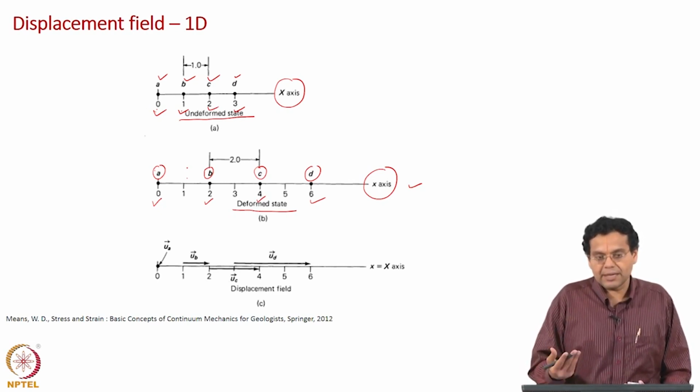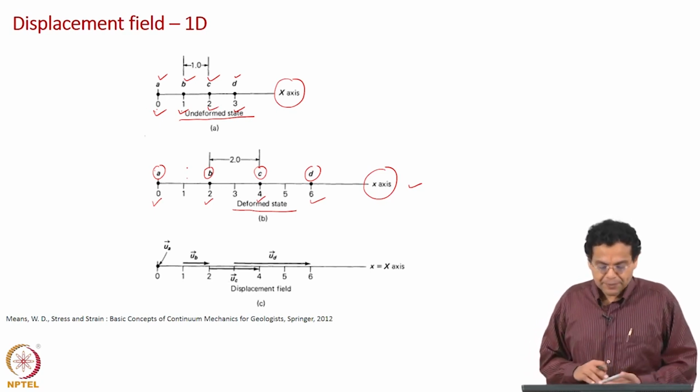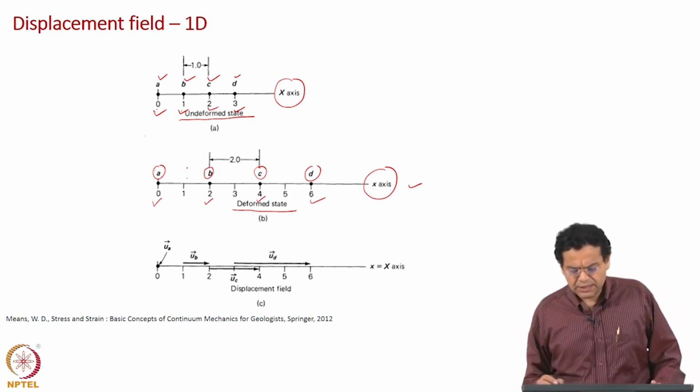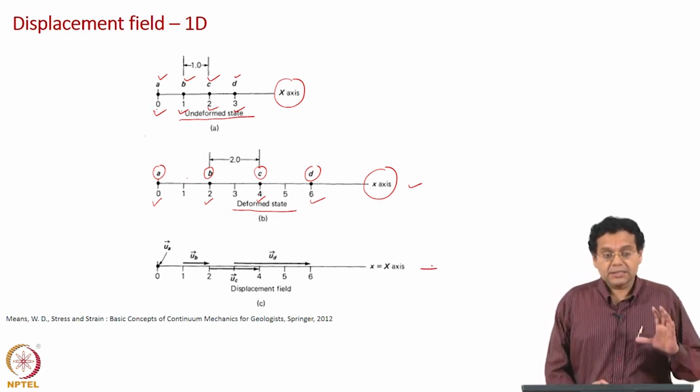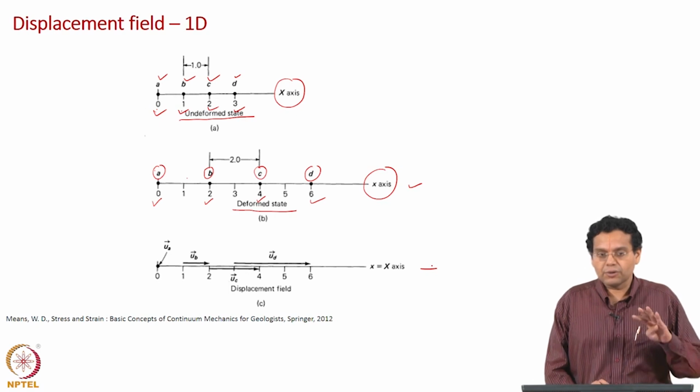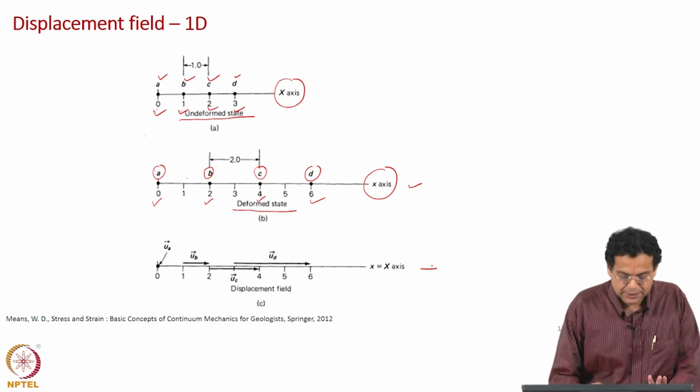For old I use capital X, for the new I use small x. Now, what does the third diagram represent? It represents the displacement of all the 4 points of the 4 solid particles. Let us see how it represents.